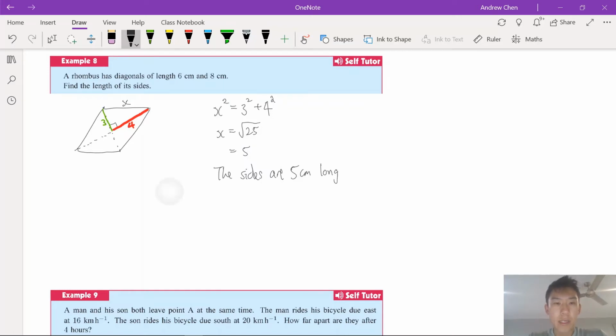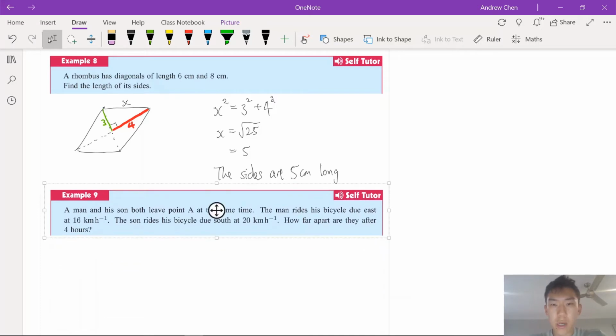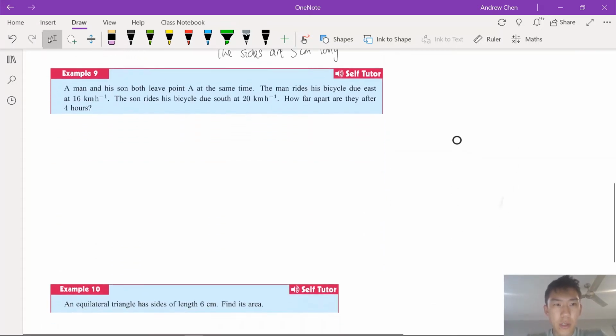Just a little statement to answer the question, because this is a contextual question, a problem solving question. So let's move on to example 9.